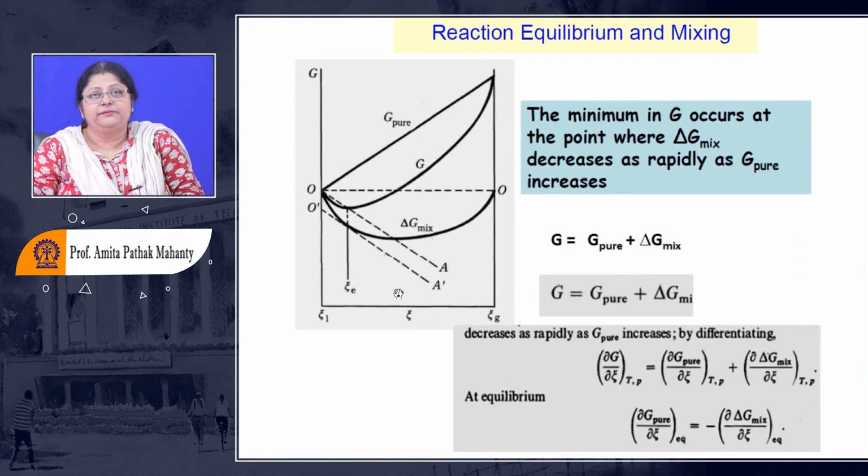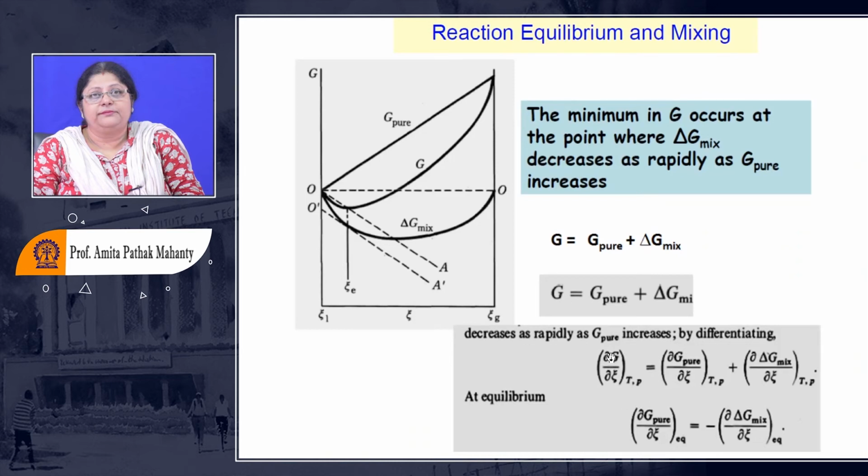So this is what I have written. You see, this is going to be an increasing slope and this is going to be a decreasing slope. And where do I get the equilibrium composition? I get it here. This is the total G. The change of total G with composition should be equal to 0, and that can become equal to 0 when these two become equal. This is going to have a positive slope and this is going to have a negative slope.